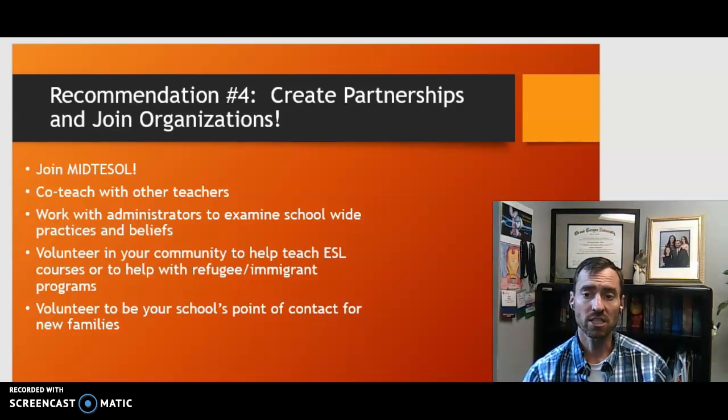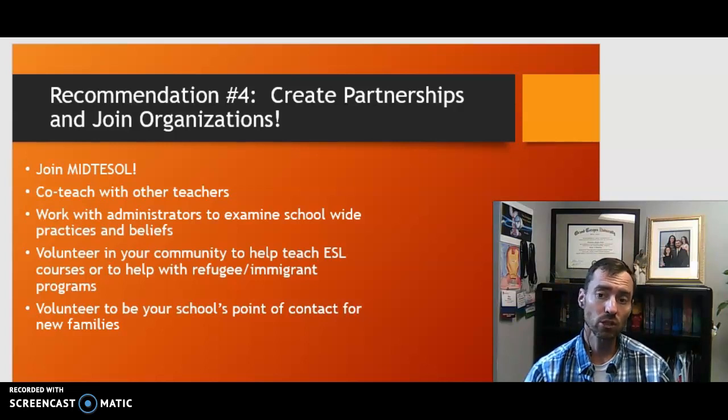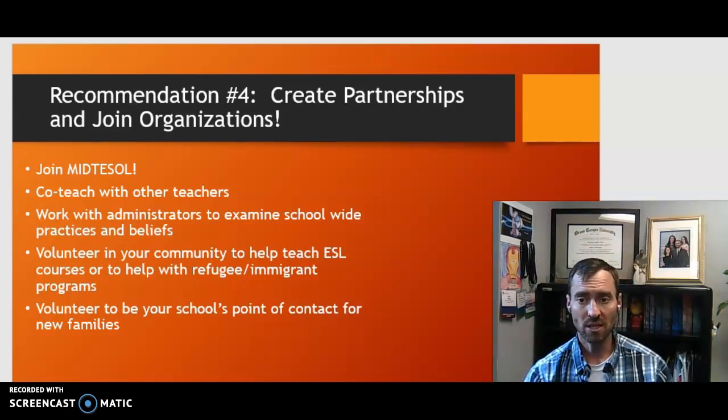Co-teaching with other teachers, especially any specialist, anyone who's assigned to work with certain kids, make sure you're planning with them as well. Co-teaching includes co-planning. It doesn't just mean allowing somebody to come in your classroom.